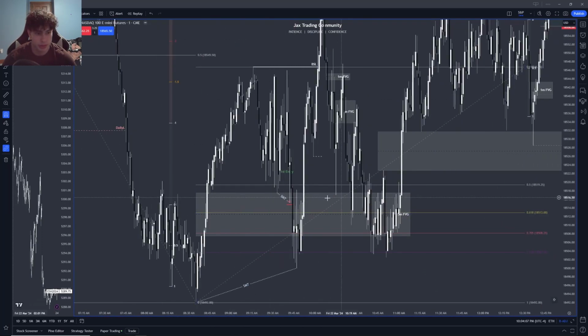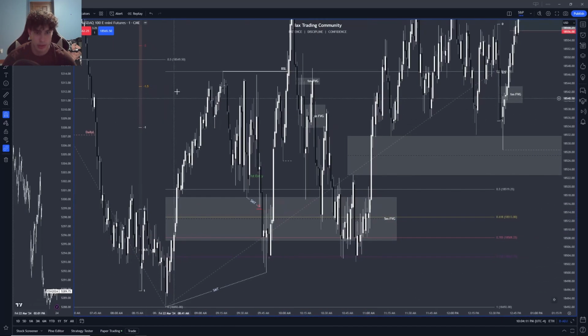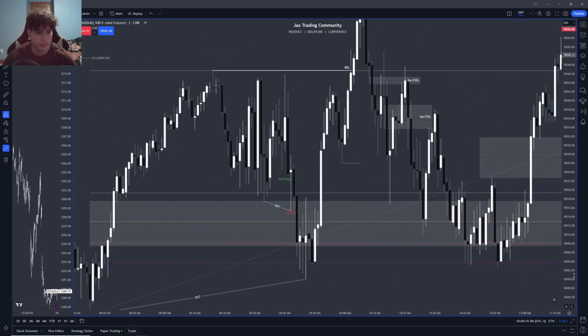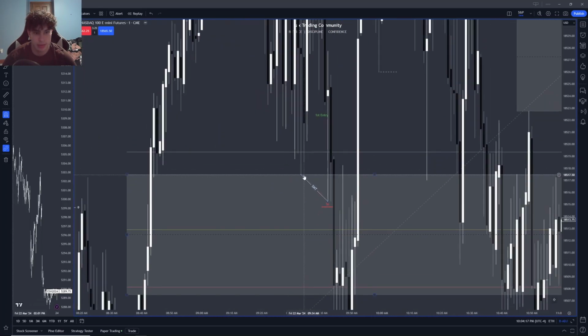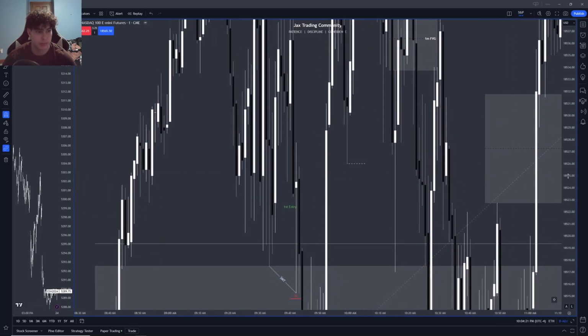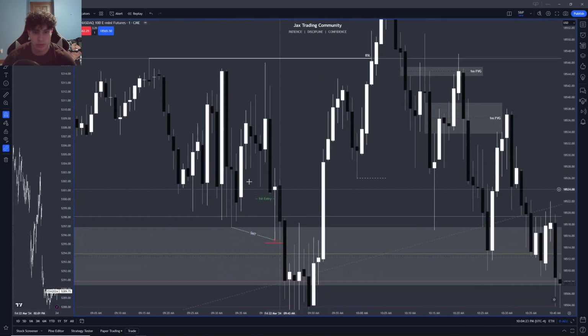So we came up here. We also created this 5-minute fair value gap on this move. We retraced back down, and right here we had tapped the 5-minute. We didn't go into it, but we tapped it, and this is where my entry was, right here. So right here we actually came down, we swept this low and created an SMT.